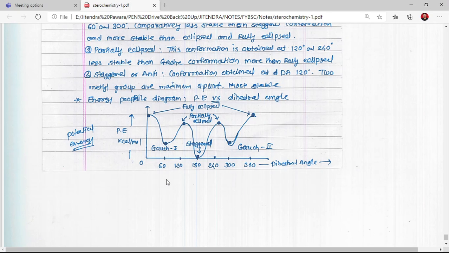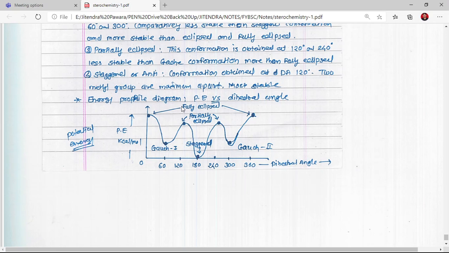The energy difference between gauche and partially eclipsed is 3.4 kilocalorie, and the energy difference between partially eclipsed and staggered conformation is 3.6. The fully eclipsed conformation, or synperiplanar, is a higher energy conformation, and the energy difference between synperiplanar and antiperiplanar, that is staggered and fully eclipsed, is 4.5 kilocalorie per mole.